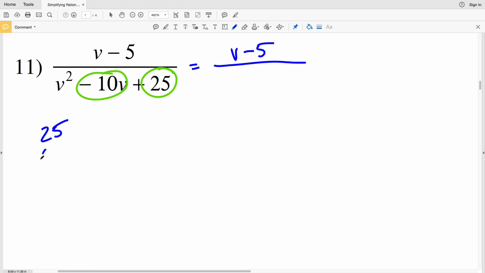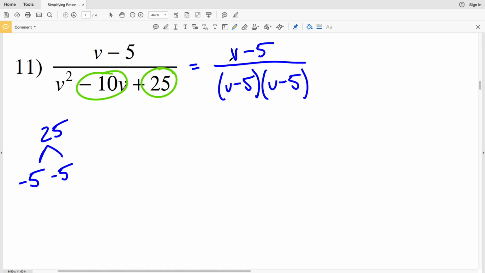So the factors of 25 that will work are 5 and 5. 5 times 5 is 25. However, in order to add to get a negative 10, we're going to have negative 5 and negative 5. Negative 5 times negative 5 is a positive 25, and negative 5 plus negative 5 is a negative 10. So we'll rewrite v squared minus 10v plus 25 as v minus 5 times v minus 5.